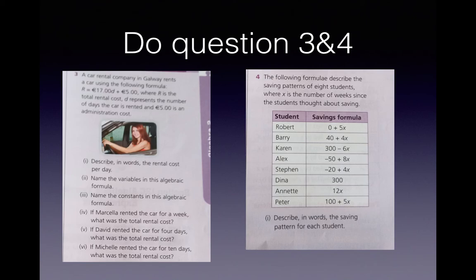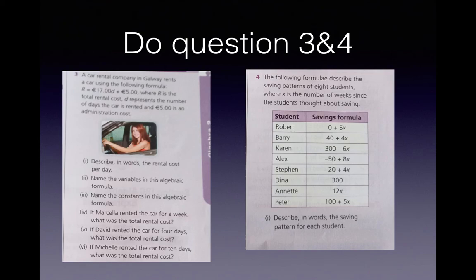So let's have a look at Robert and we'll see how his saving will progress week to week. At the start, we can see that he's got 0 there. Now the 5x means he puts in €5 every week. So at the end of week 1, he's going to have 5 by 1, €5. At the end of week 2, he's going to have 5 by 2, €10 in his account. At the end of week 3, he's going to have 5 by 3, €15 in his account. That means that every week the money in his account is going to increase by €5.